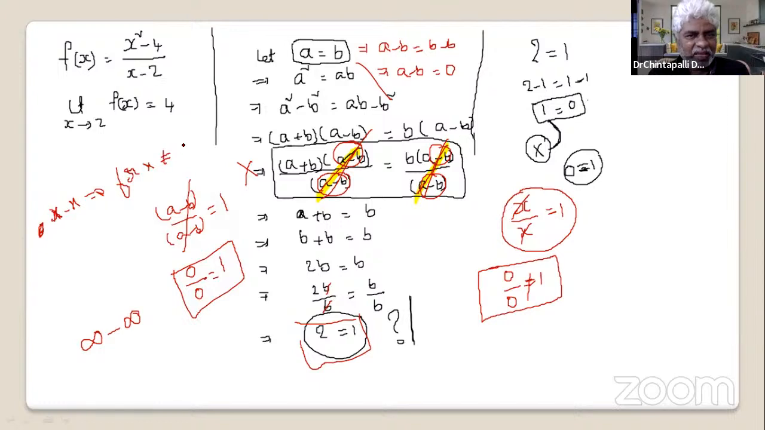And one more thing: 1 to the power of infinity also has controversies. It is also called an indeterminate form. Infinity minus infinity, 1 to the power of infinity, infinity to the power of infinity, 0 power 0 and 0 by 0. See, these are all indeterminate forms, right?